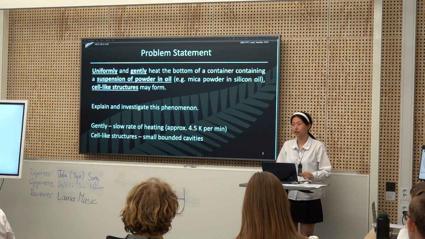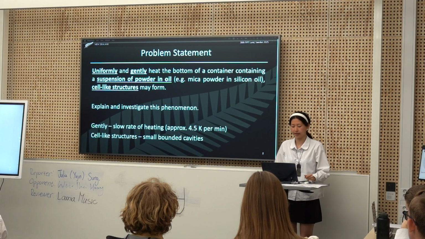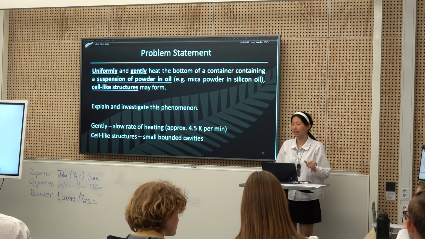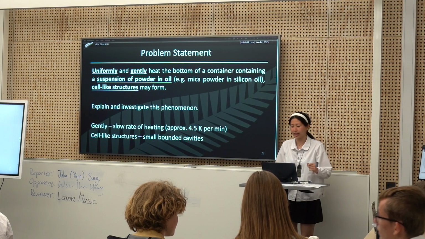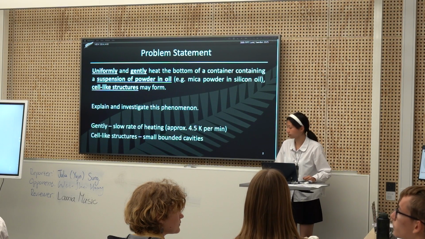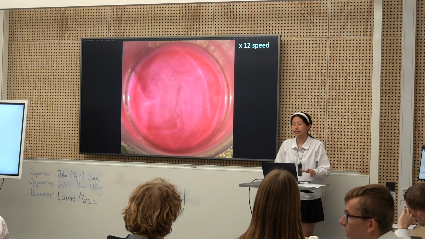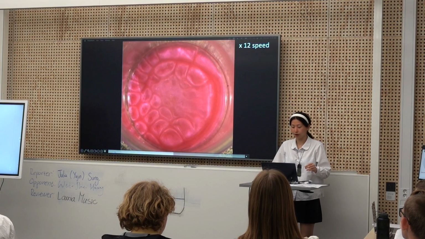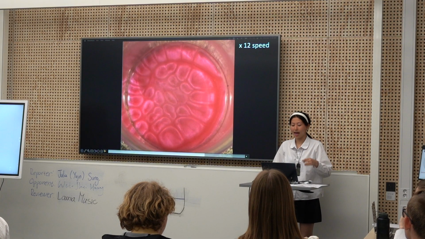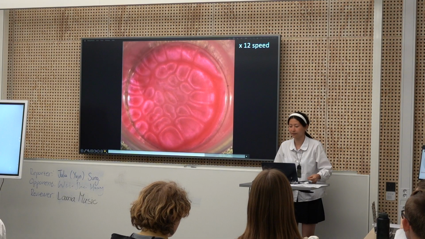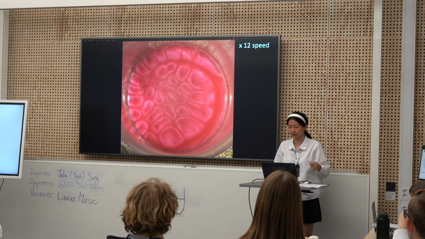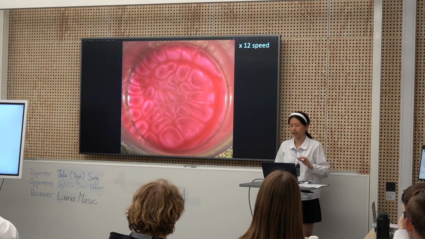Here, I define the word gently as having a slow rate of heating of approximately 4.5 K per minute, and I define the phrase cell-like structures as having small bounded cavities that form in the oil. This is an overhead view of the phenomenon occurring. The pink color is because the mica used was pink, and because it's flat and reflective, when the oil is moving horizontally, the pink color is reflected because of the light. When it's moving vertically, the color is not reflected.